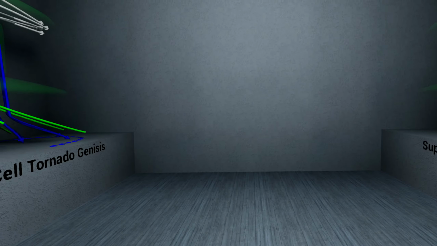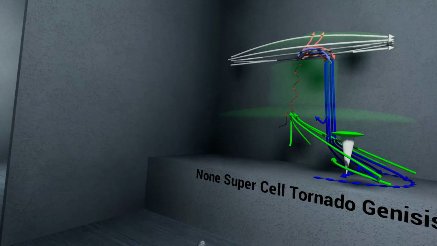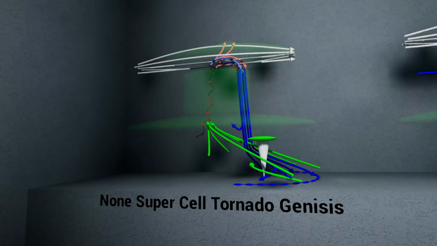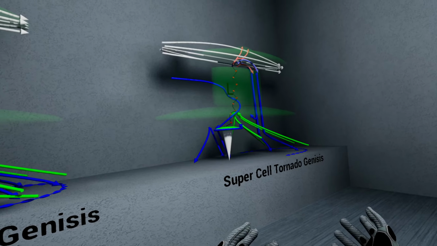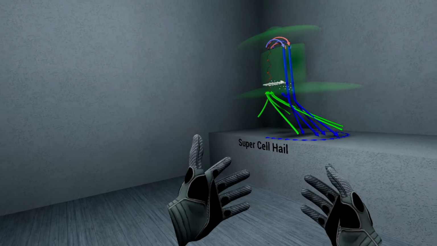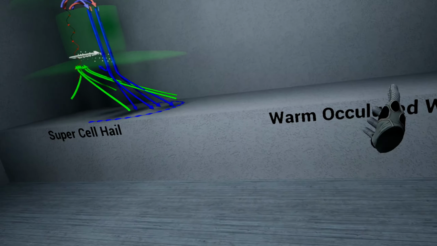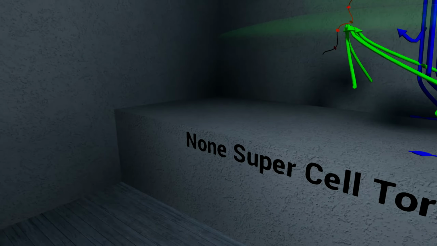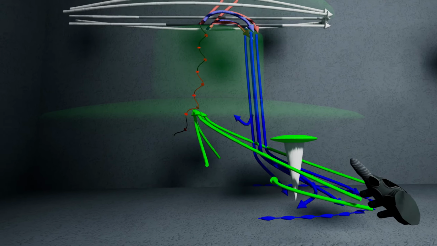And then in here, we've got non-supercell tornado genesis, supercell tornado genesis, and supercell hail. Don't mind that, it's just an extra word that I forgot to take out.